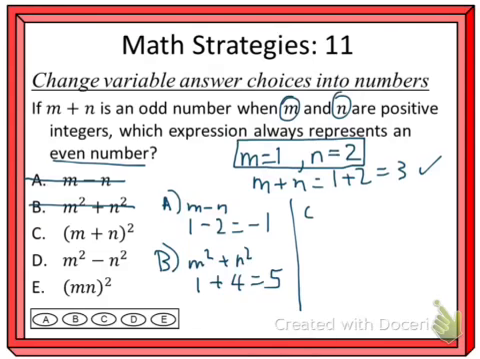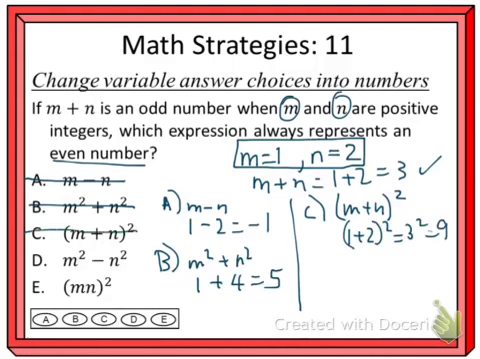So answer choice C, I've got m plus n, the whole thing squared. So m plus n, I got 1 plus 2, and I'm going to square it. That's 3 squared, which is 9. It's another odd number. Man. Okay, so here's D. Let's try D. M squared minus n squared. So m is 1. 1 squared is 1. Minus 2 squared, which is 4, is -3. That one doesn't work either.